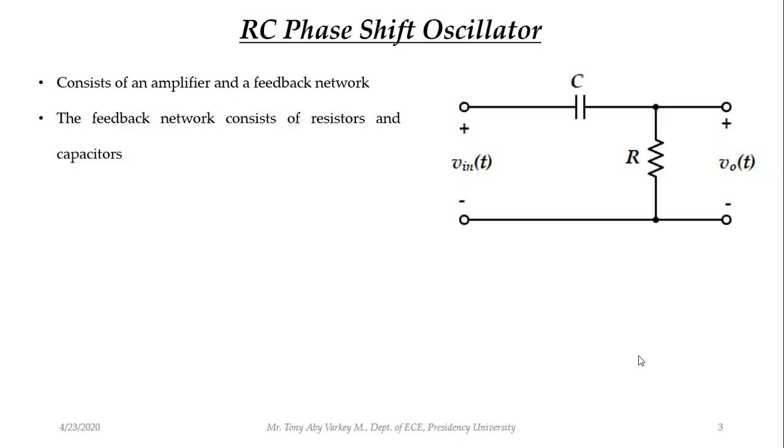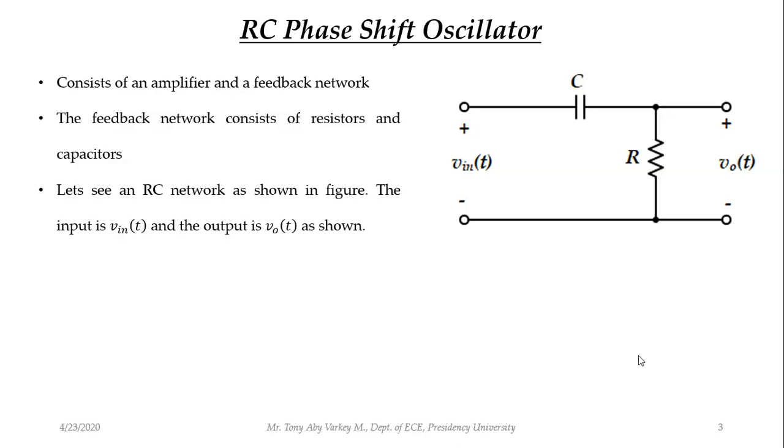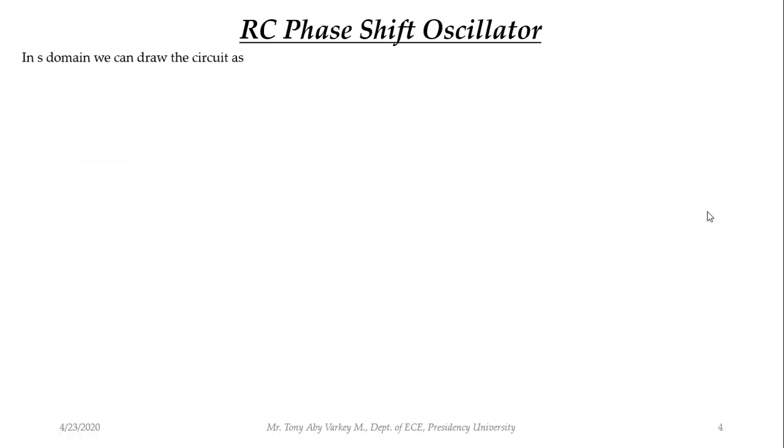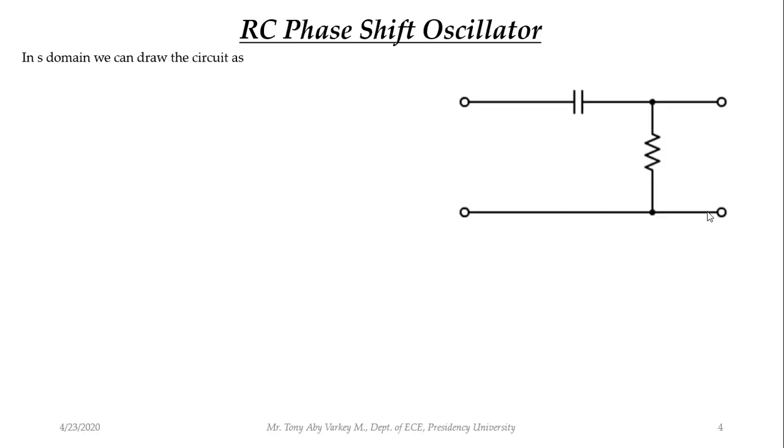So first let us look into a single RC network and what it does. We have an RC network and the output voltage is taken across the resistor R. The input is marked here and the output is marked here. Let us look into that in a little more detail. In the S domain, we can draw this RC network as follows. The resistance will remain the same, R itself. Now the capacitor, what is the S domain equivalent of a capacitor? It is 1 by CS.